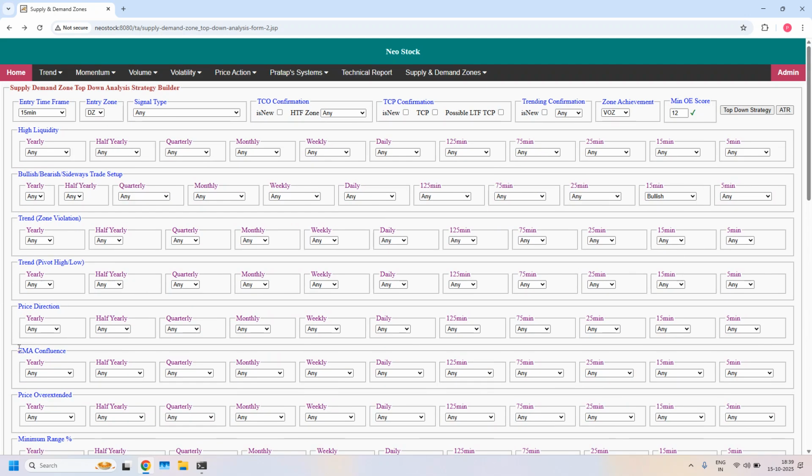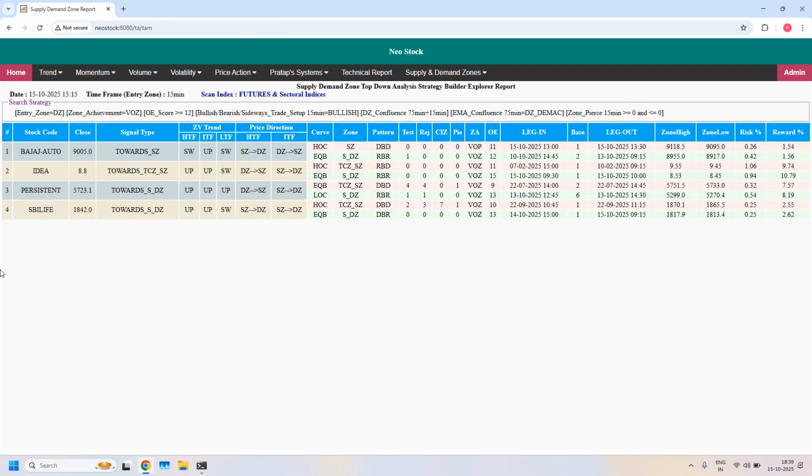And then in the EMA confluence, the 75 minutes demand zone should have daily EMA confluence because 75 minutes trend is uptrend. Let's filter. We got 4 stocks. So these 4 15 minutes demand zones might be having more high probability to get success. Provide lesson 20 checklist items are satisfied. Otherwise, higher chances of zone violation.